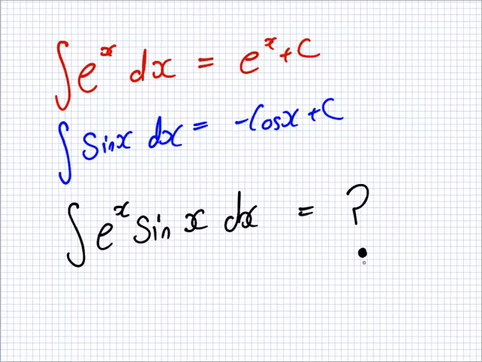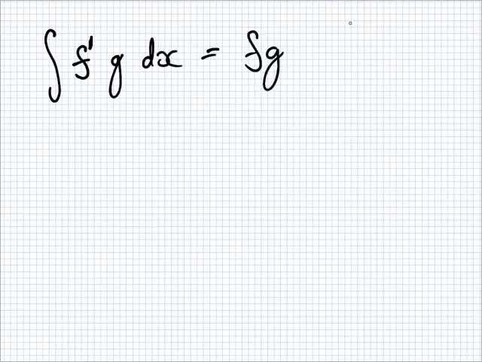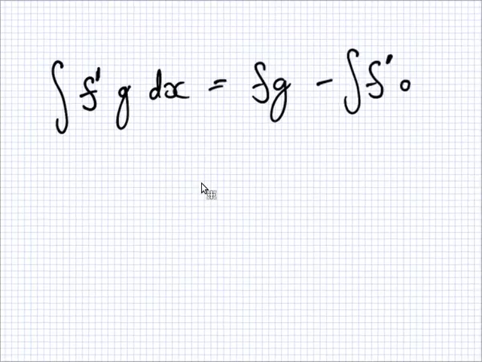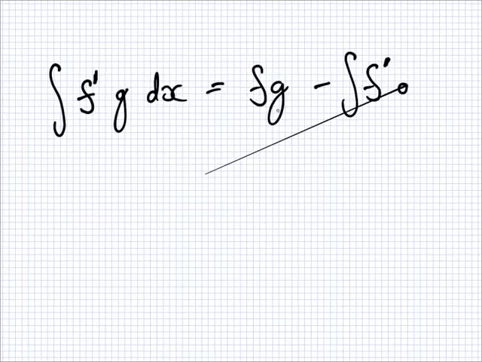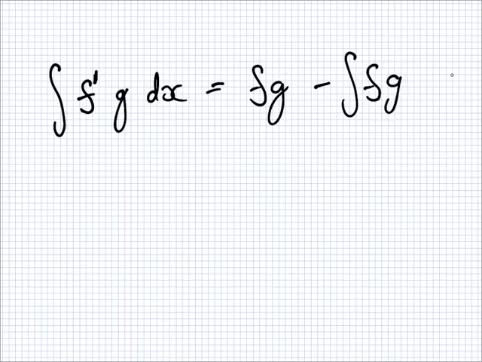So we have a new rule for today. There's many ways to write this rule. I like to write it like this. When you want to integrate two functions which are multiplied together, the first one we'll call f derivative and the second one we'll call g. This is equal to fg minus the integral of f derivative g. And this formula is called by parts.